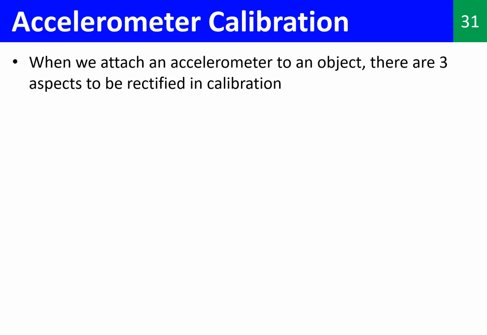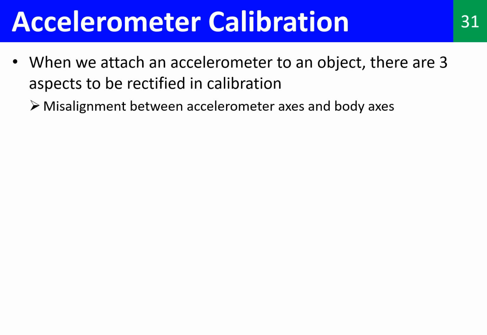There are three aspects we need to rectify when calibrating an accelerometer sensor. When we attach the accelerometer to the object of interest, which can be a quadcopter, a ground mobile robot, or even a self-driving car, there will be a misalignment between the accelerometer axes and the object body axes. So that's one thing we need to correct, the misalignment. Then there is sensitivity, or the scale factor.